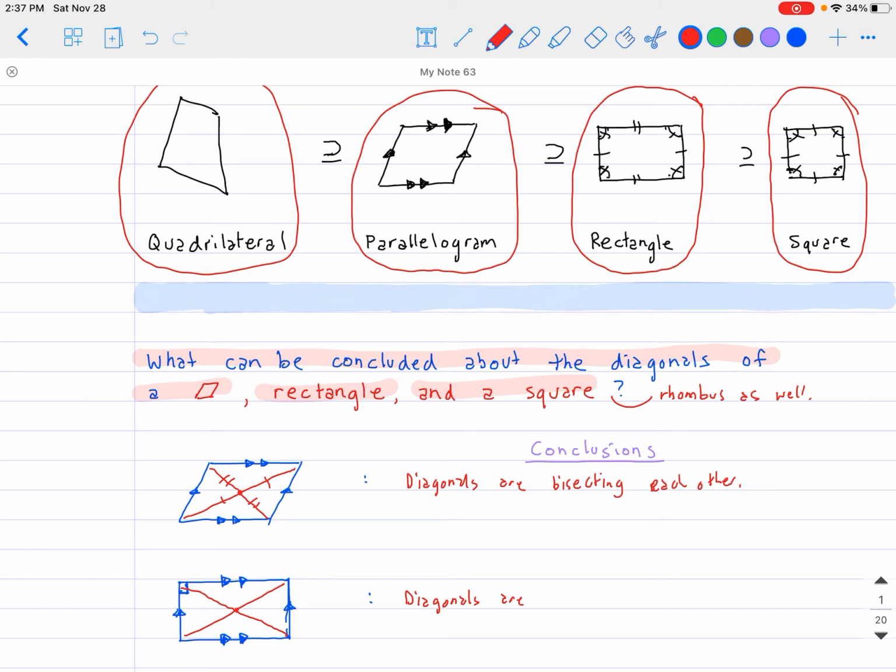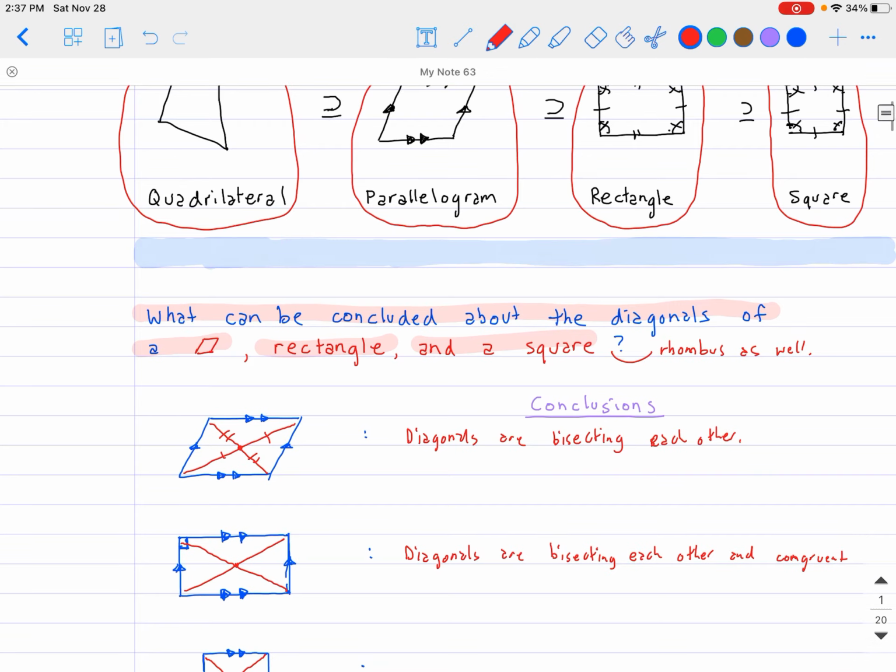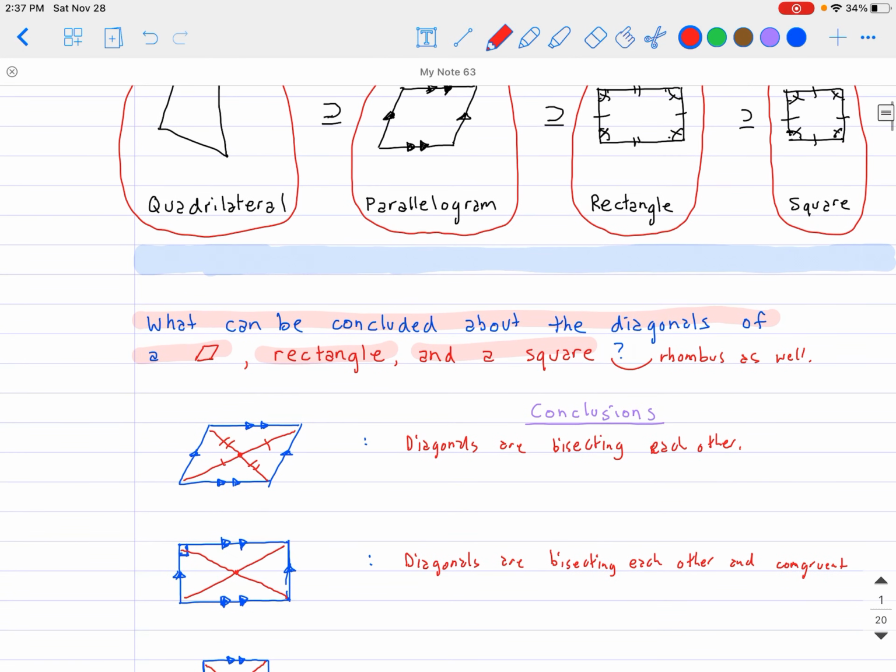So the diagonals are bisecting each other and congruent. Okay, so notice how we can now get more and more restricting information as a result. Having a hard time spelling for some reason today. In addition to that, we need to prove that if you have one right angle, then the rest are going to be right angles, which we'll go ahead and prove in just a little bit.